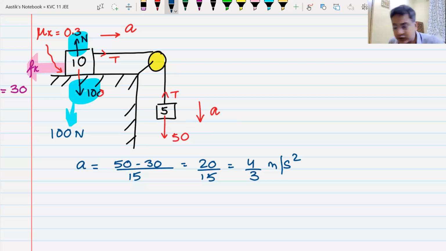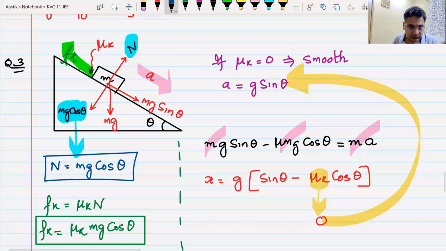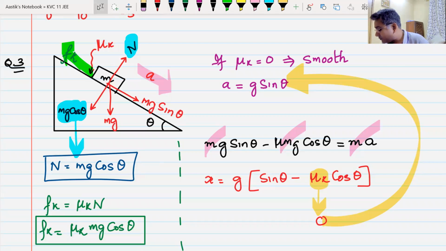I will not go into more problems on friction because they are just a repetition of what we have already done. Do we understand this? Problems remain the same, only friction gets added, nothing else. Let us go back to that inclined plane problem.